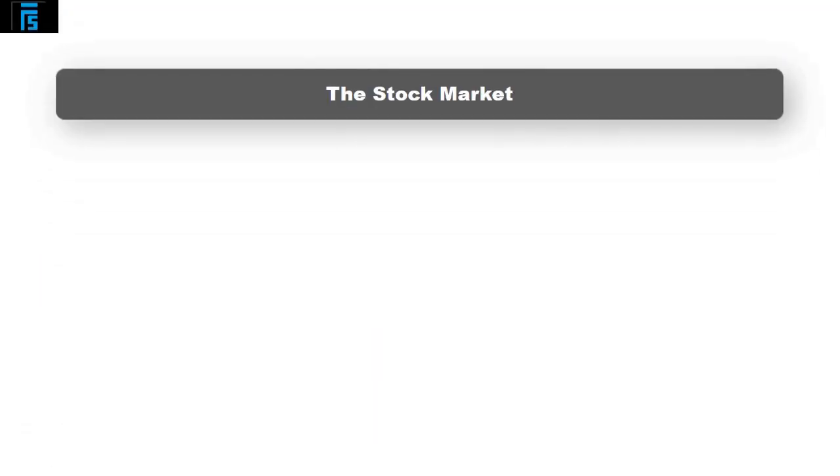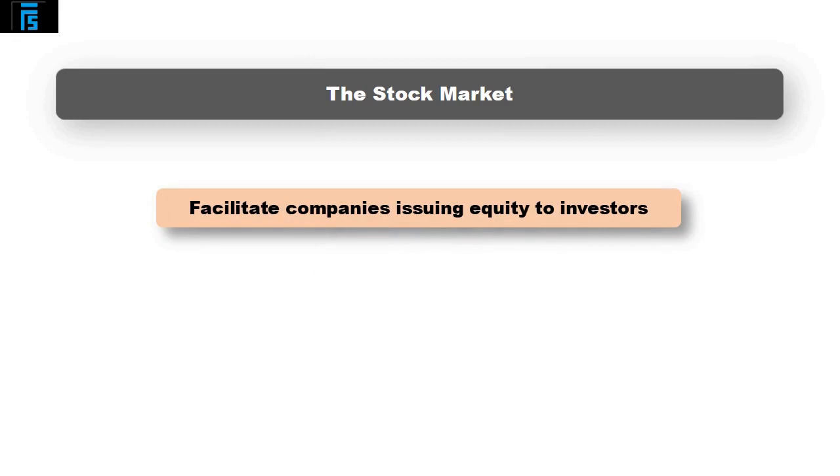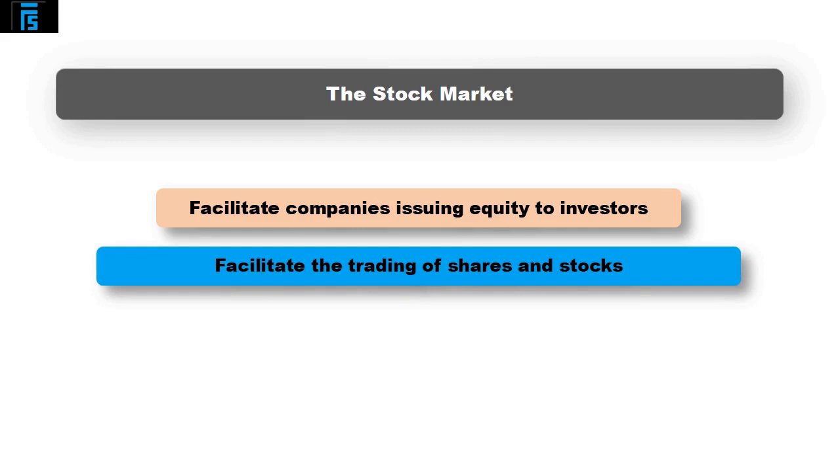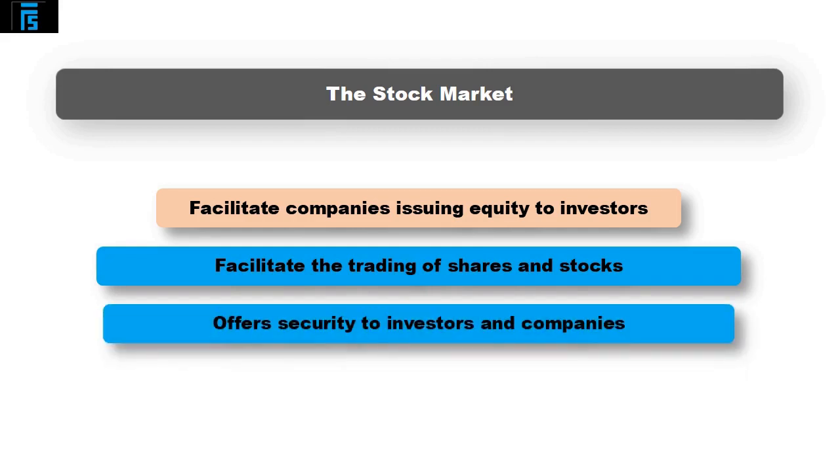What is a stock market? A stock market is also called a stock exchange. It is a collection of markets where equity is issued and traded. The role of the stock market is to facilitate companies issuing equity to investors, and facilitate the trading of shares and stocks. The stock market offers security to investors and companies by acting as a clearinghouse for the transactions, which ensures payment from the purchaser of shares and delivering of the shares from the companies selling them or issuing them.